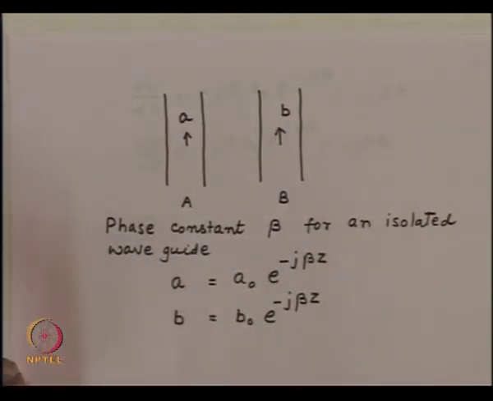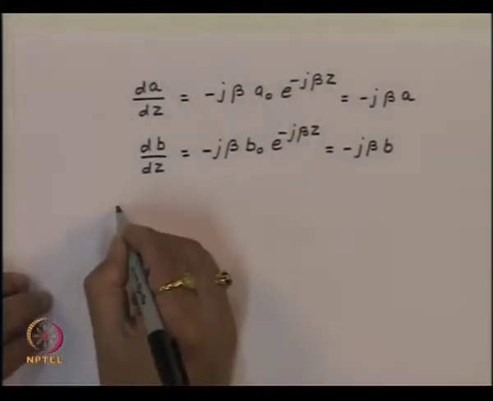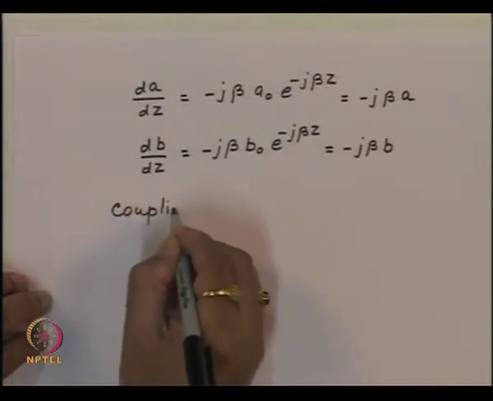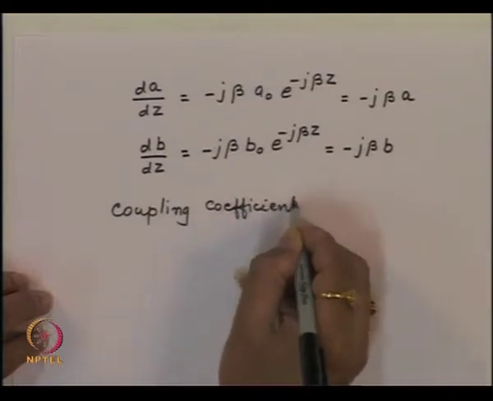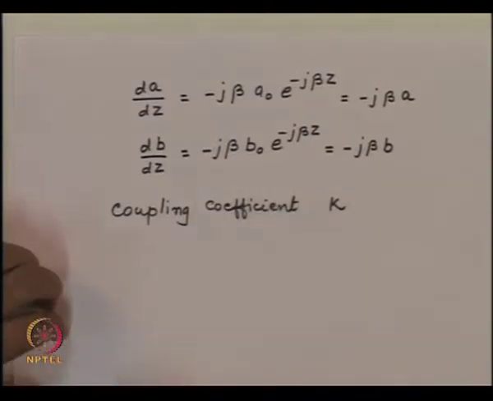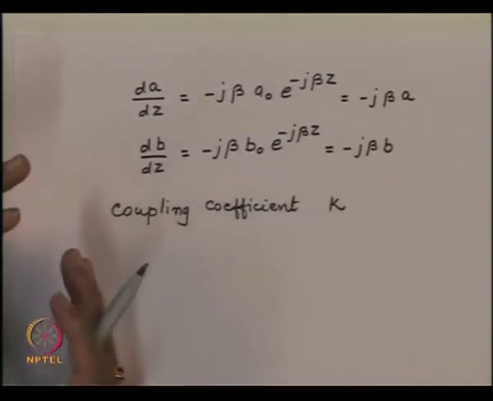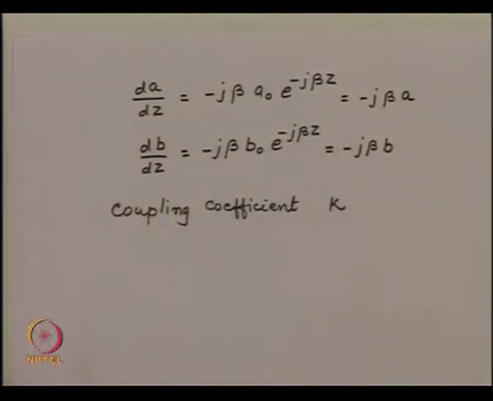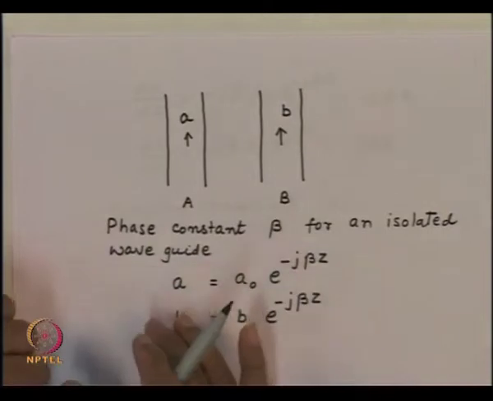Let us say we try to characterize that coupling phenomena by a quantity called the coupling coefficient. So let us say we define a quantity, coupling coefficient, let us call that k, and k is a measure of how much field gets coupled from one waveguide to another waveguide. Or in other words, this k will depend upon how the overlap of the two fields, modal fields, takes place.